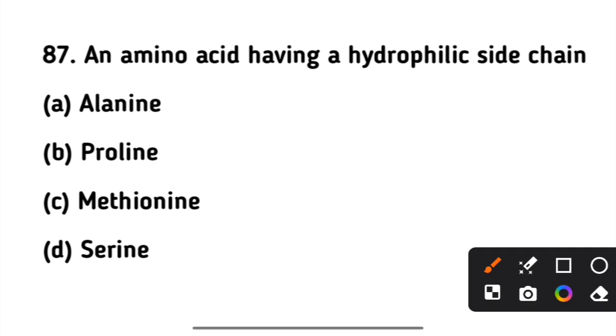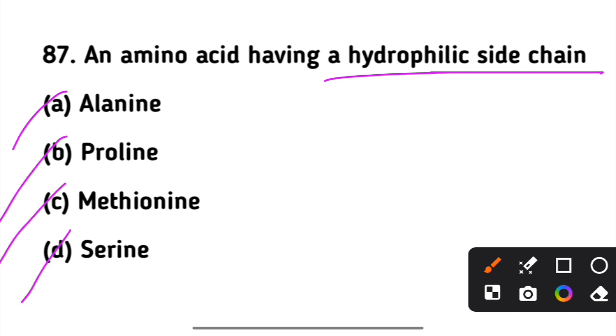Next, an amino acid having a hydrophilic side chain: alanine, proline, methionine or serine. Option D is correct, serine. An amino acid having a hydrophilic side chain is serine.